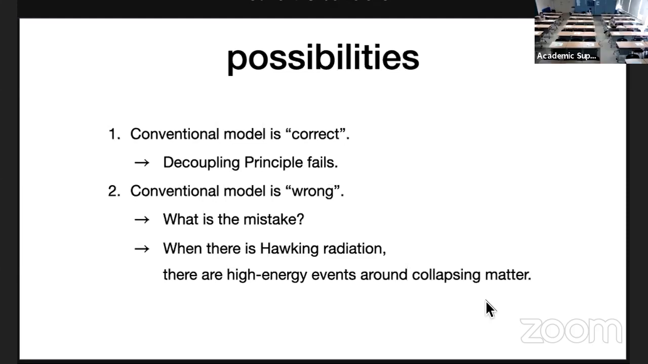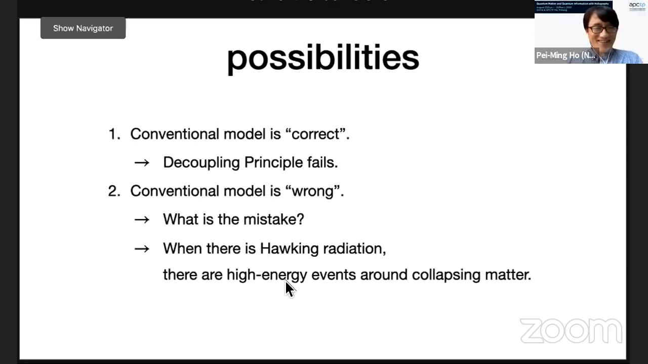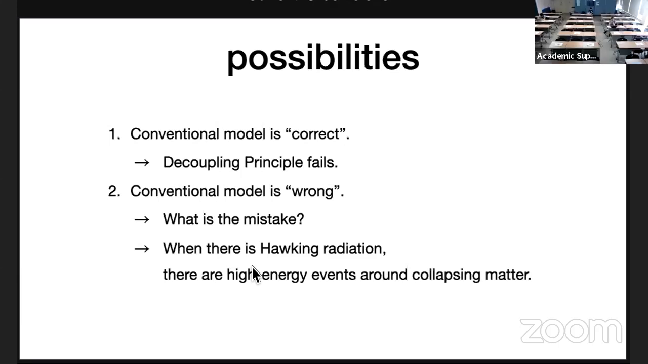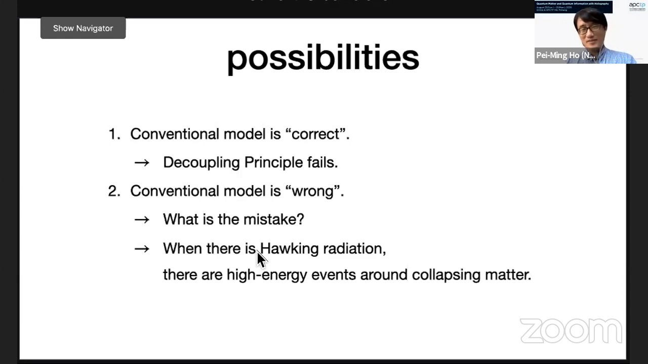Among these two possibilities, what is your preference? So, of course, in the last lecture, I will point out something missing in the conventional model. I will show that whenever there is Hawking radiation, there are high energy events around collapsing matter. So you believe in firewall? Well, no, that's different, right? I believe in two possibilities. One is that there is no Hawking radiation and an event horizon. The other is Hawking radiation with a firewall.